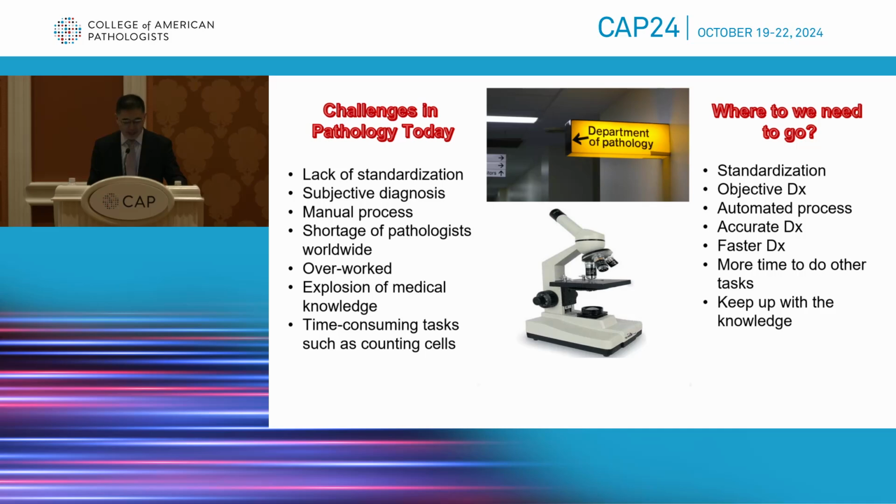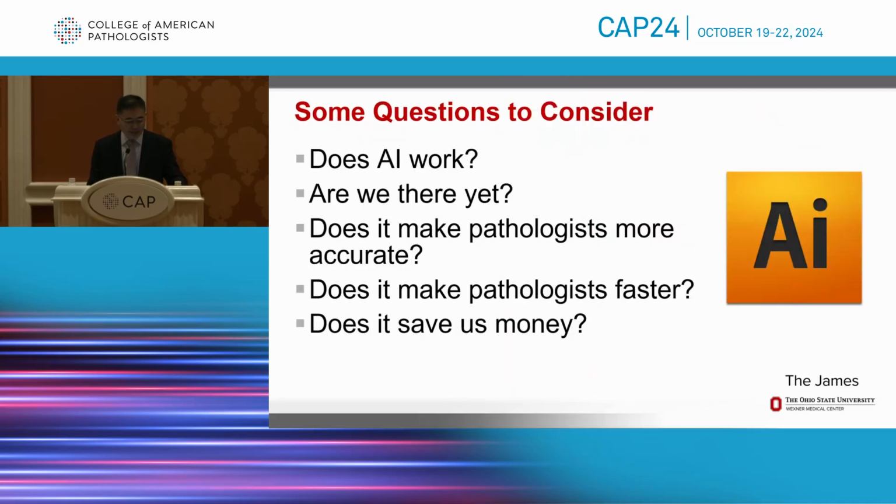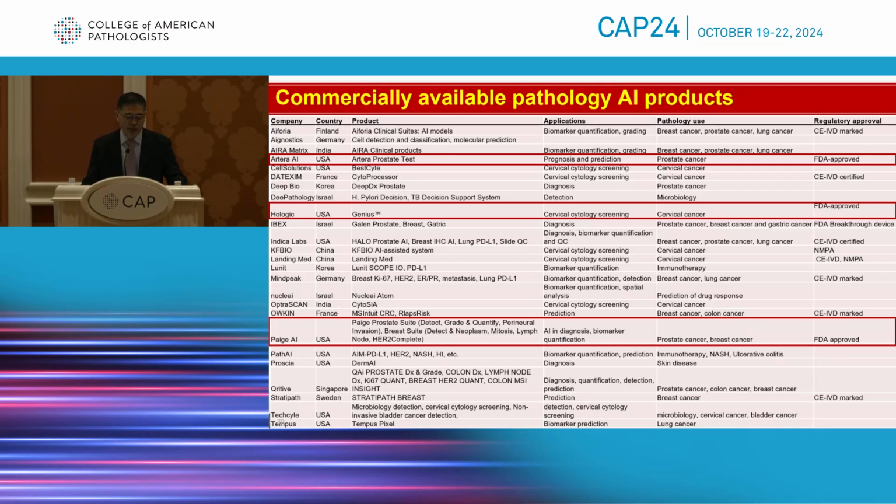But before we can use any AI, we need to ask some questions. Does this AI tool work? Are we there yet to use these AI tools? Does it make pathologists more accurate in diagnosis? Or does it make pathologists faster? If it's just an add-on step that costs you more time, nobody wants to use that, right? Then, does it save us money? We will go through these questions later on using real examples.